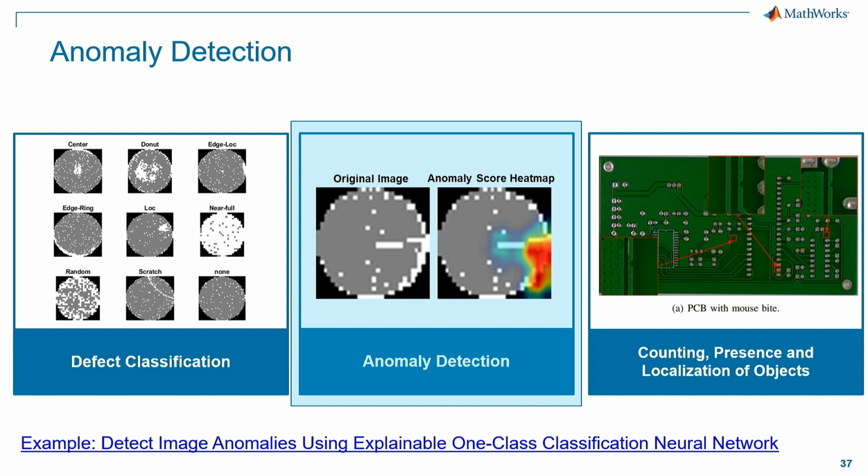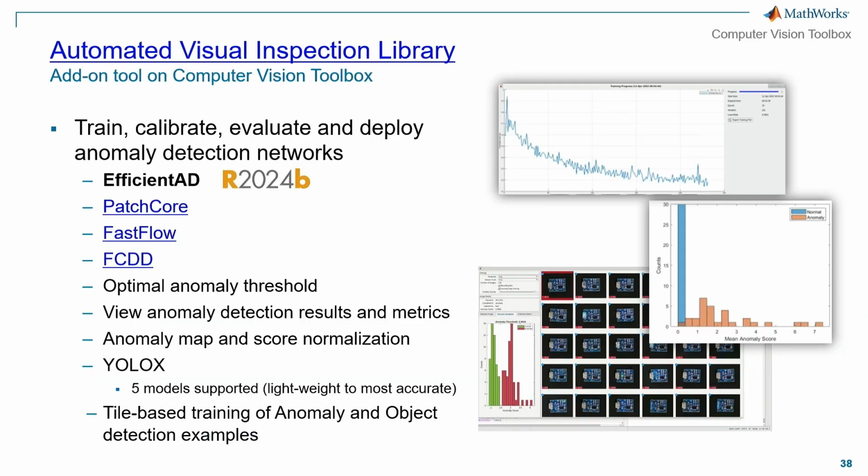The second example I'm going to show is the anomaly detection. So we just released a library. This one is a free library download on top of the Computer Vision Toolbox, just released in 24B for the efficient AD. It's the automated visual inspection library. The library has multiple anomaly detection models like PatchCore, FastFlow, FCDD. So those are already there. Only the efficient AD is the new release in 24B. You can download and try it out.